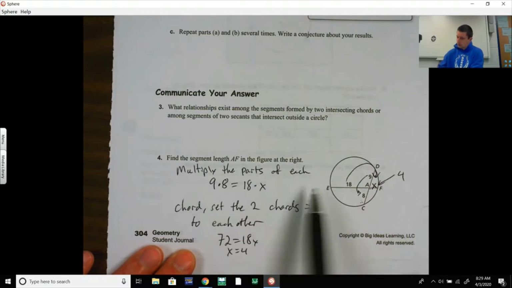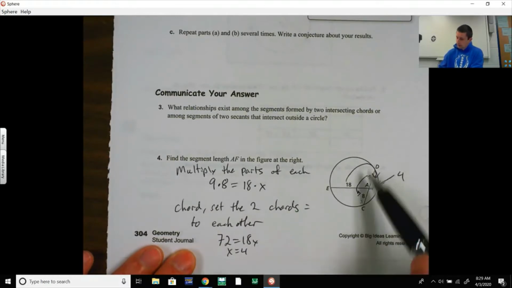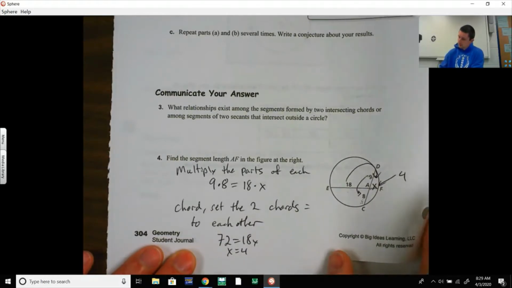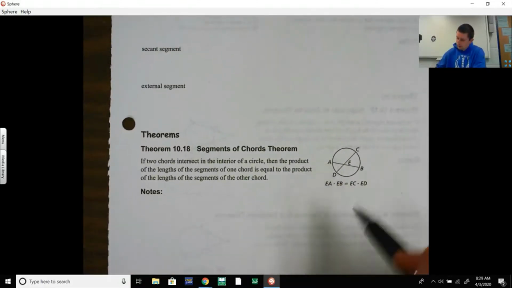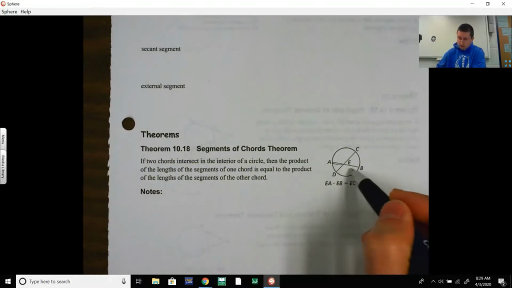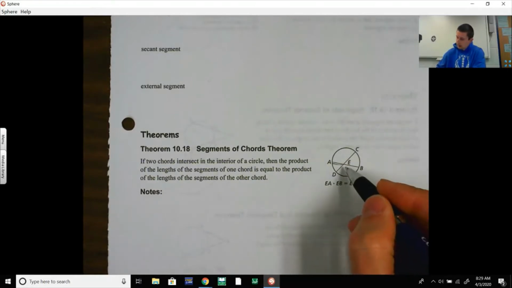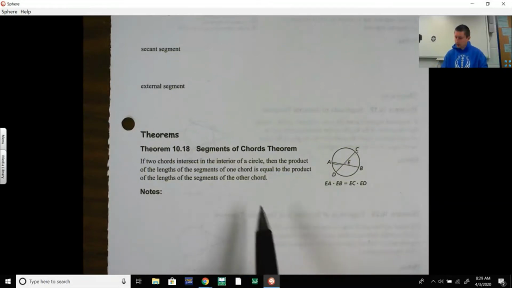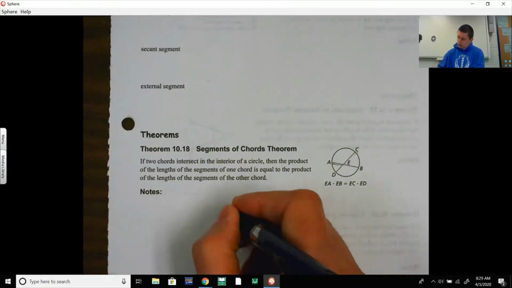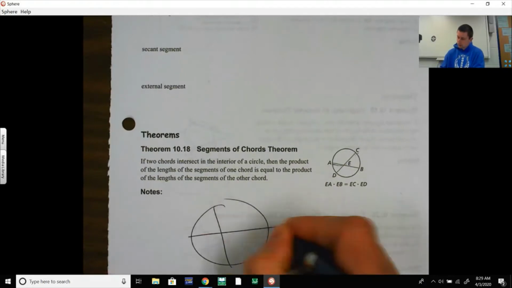So multiply the two parts of each chord, 9 times 8 equals 18 times x, and then you can solve. That's what this is going through here, the segments of a chord's theorem. If you take EA times EB, that equals EC times ED. So that's basically what we just wrote down on the other page. Multiply the two parts together.